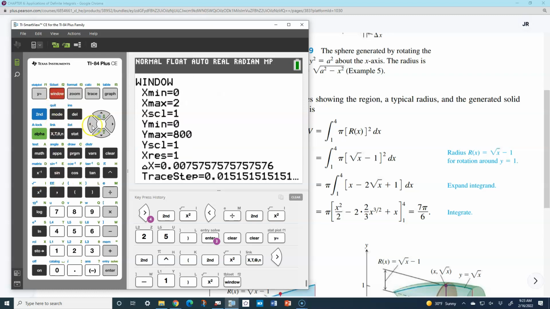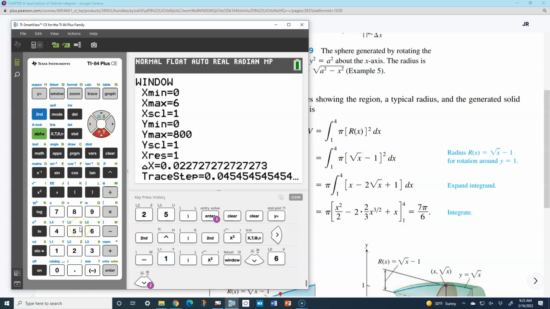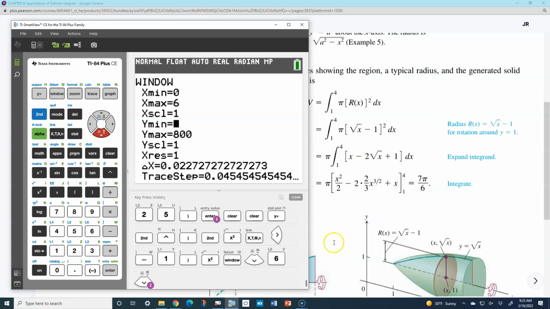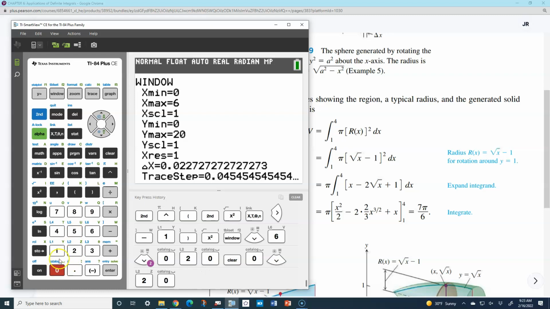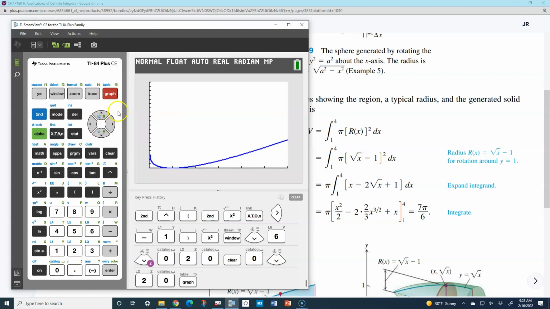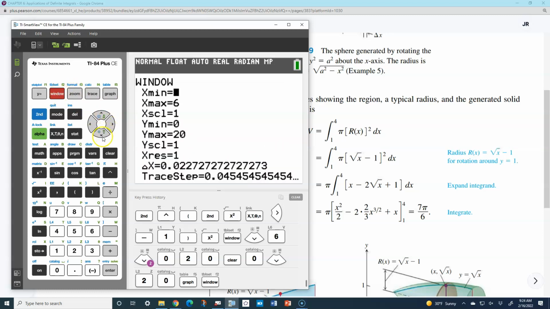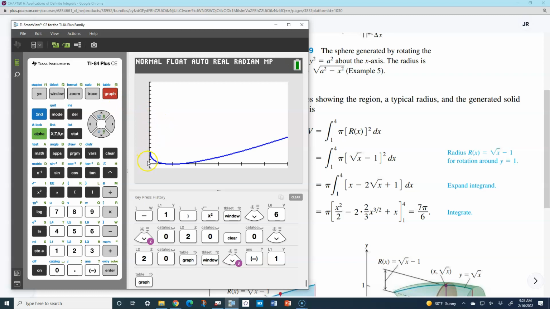So I'm just going to set my window from like 0 to 6 so I can see it. And my y probably needs to go from, I don't know, let's try 0 to like 20 and just see what happens. See if that fits in the window. I graph it. And it does seem to fit in the window pretty well. Let me make the y min -1. Yeah. So this is what that thing looks like, and we're integrating that.